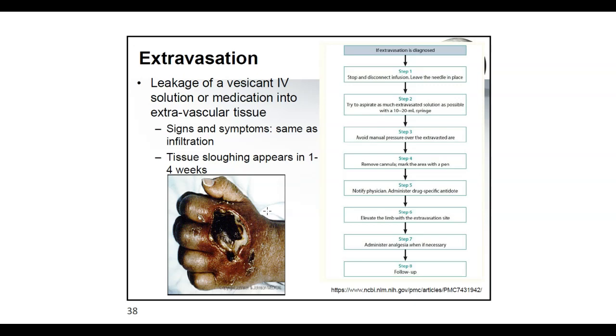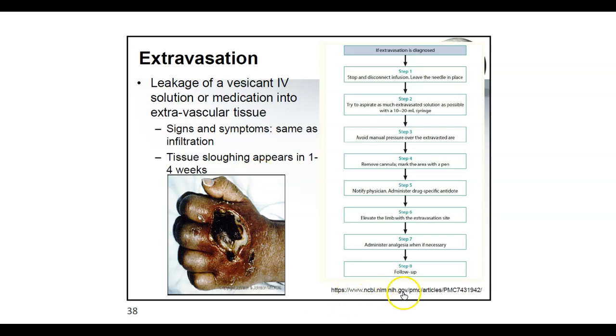Once you're done trying to aspirate, make sure you remove the cannula and then mark the area with the pen so you know the extension of the damage, because then you want to monitor, after some hours or maybe a day, is it expanding or is it even getting smaller, right? So that's why you want to mark it, notify the doctor or the provider, and if necessary, if you know what medication it is, administer the specific antidote.